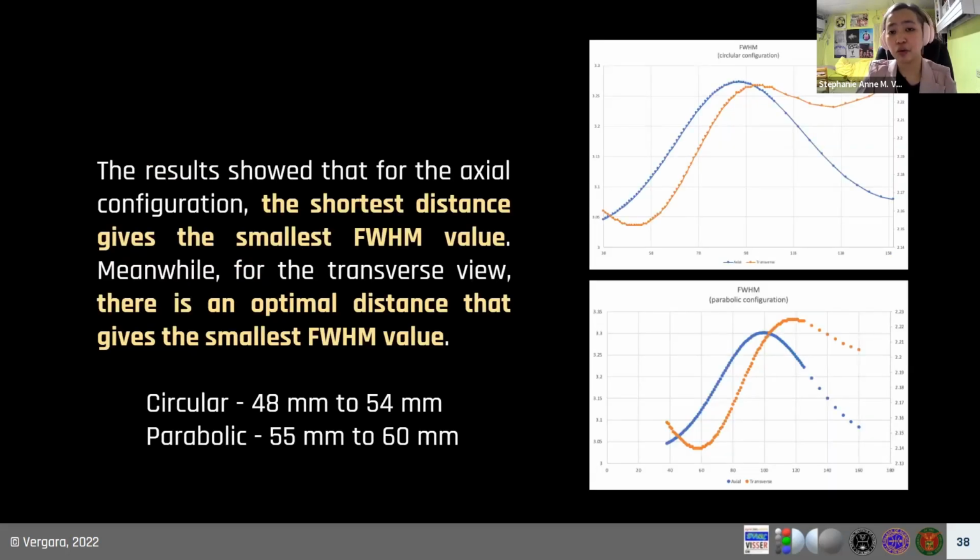Lastly, the results showed that for the axial view, the shortest distance gives the smallest full width at half max value. Again, a smaller full width at half max means the light gathered from the point source is more focused at the optical system's focal plane, which is what we want. Meanwhile, for the transverse view, it is not the smallest distance that results in the lowest full width at half max, but the distances from 48 millimeters to 54 millimeters for the circular configuration and 55 millimeters to 60 millimeters for the parabolic configuration.